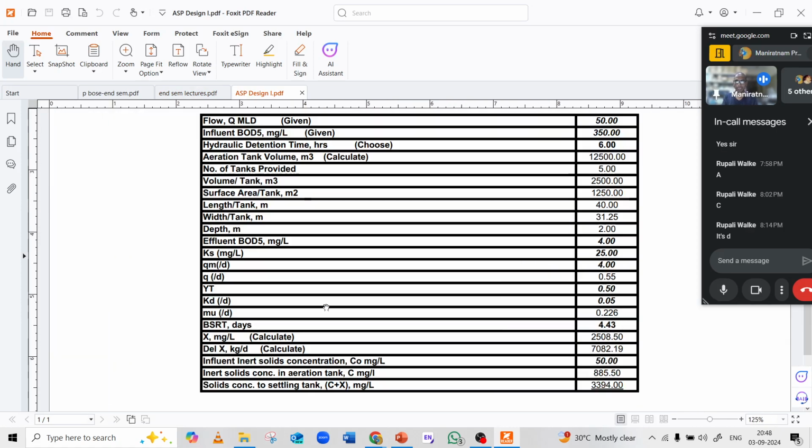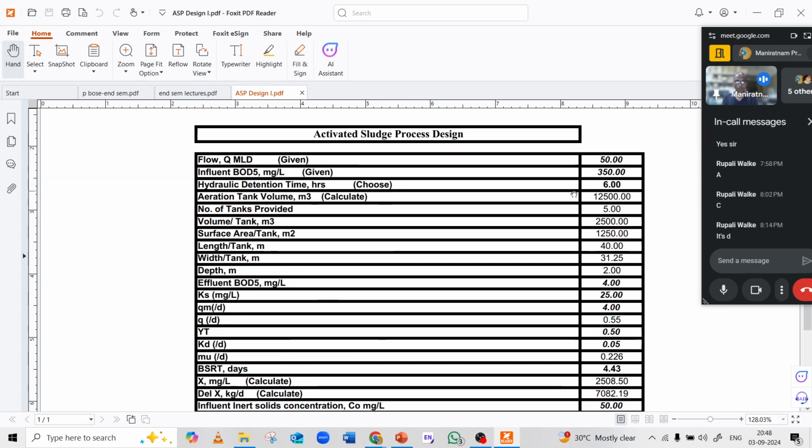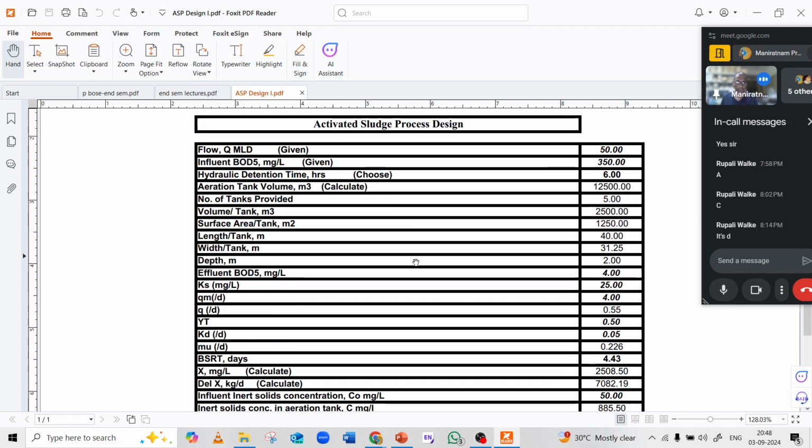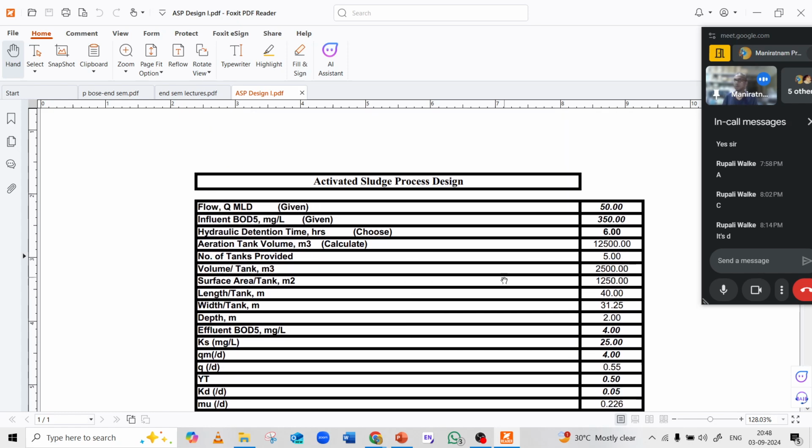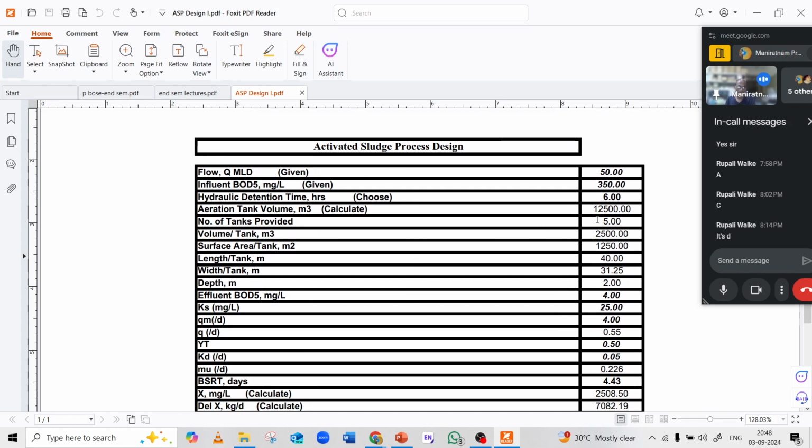So you can see that here we have the bold ones. In this question, in this PDF, whatever is the bold thing. In bold there are two things now. One is bold, this 50 is bold. So this is known to us for design purposes. This is a known thing, that is flow.